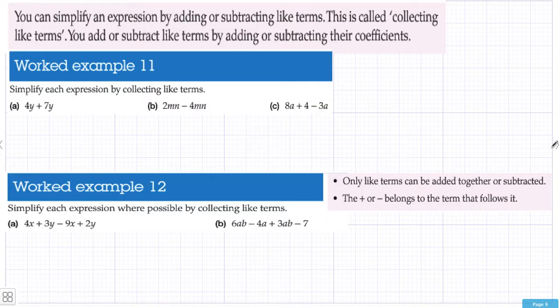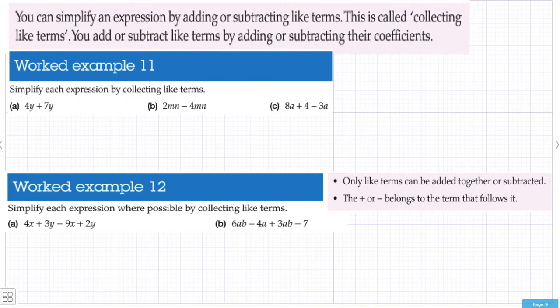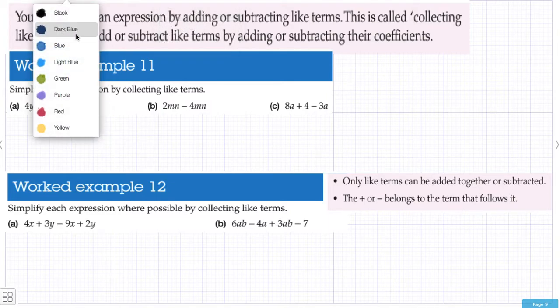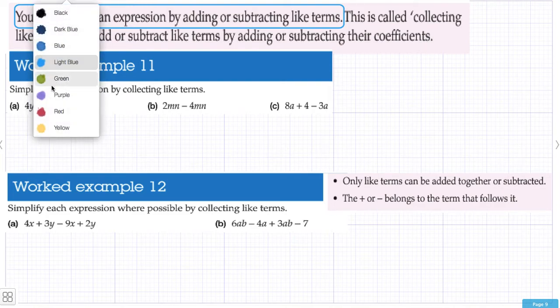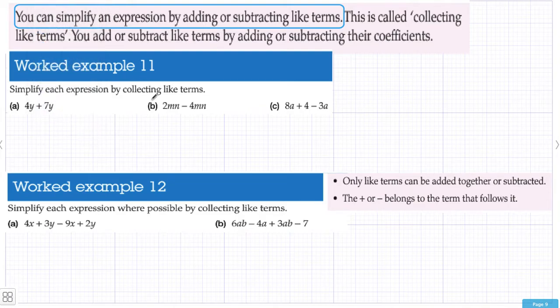Now what we're going to do is we're going to combine them. Okay, you can simplify expressions by adding or subtracting like terms, which is what we call collecting. So it's like if you had a bag of fruit and you had apples and bananas, you'd put all the apples together and all the bananas together. So you're collecting what we call the like terms. So what we're going to do is look at some examples here. So I'd definitely recommend you write these in your book.